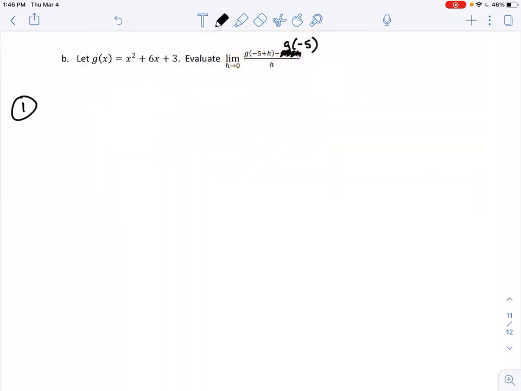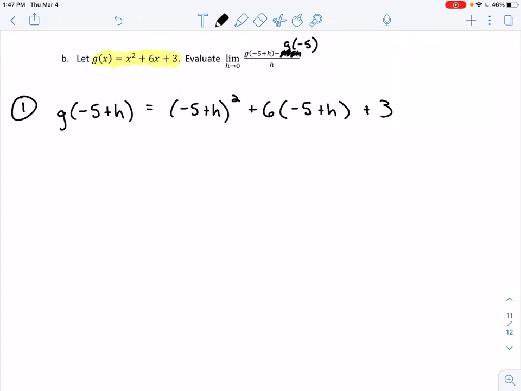I'm going to find g of negative 5 plus h and simplify it. So here in this case, it is going to be a little bit more complicated than it was last time. I'm going to look at my function, which is right here. And everywhere I have an x, I'm going to take out that x and replace it with negative 5 plus h. So here I'll have negative 5 plus h quantity squared plus 6 times negative 5 plus h plus 3. And my goal right now is just to simplify this as much as I can.